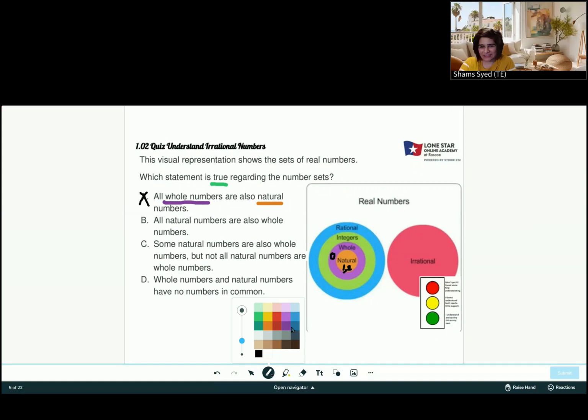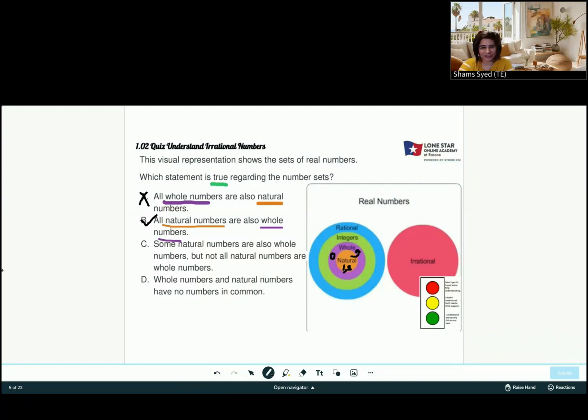B says all natural numbers are also whole numbers. All natural numbers are also whole numbers. Is that going to be true? Julia says yes. Kayla says yes. Absolutely correct. This is going to be true. Why? Notice that natural numbers are part of the whole numbers, right? They lie inside. So all naturals are part of whole numbers, right? That is a true statement.